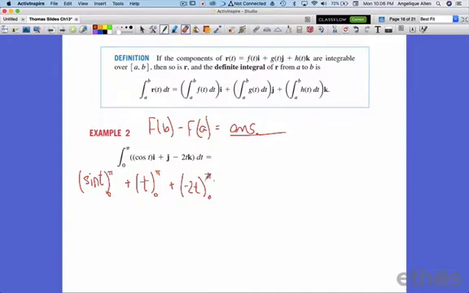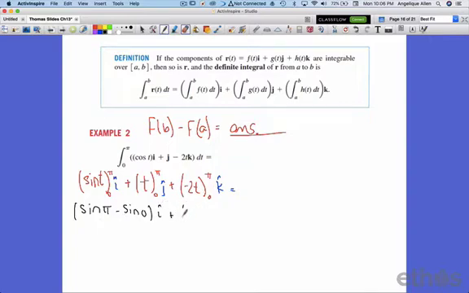And all of these still have i, j, and k in them, because the answer is still a vector, and when you leave these out, you are actually wrong, okay? So evaluating this, the sine of pi minus the sine of 0 as the i component.